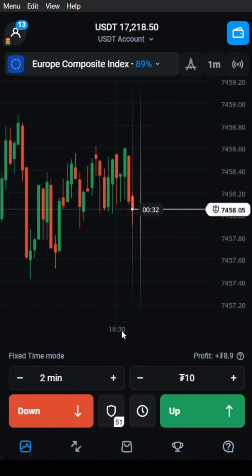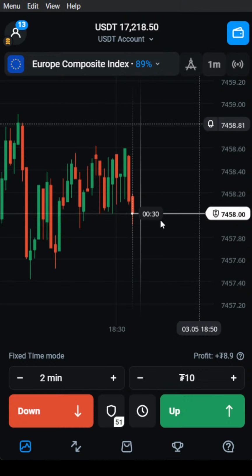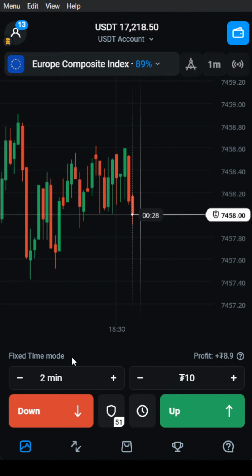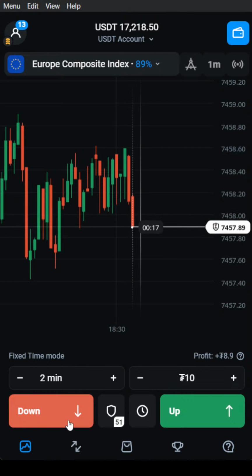Normally, what I prefer is if my graph time frame is 1 minute, my trade time will be 2 to 3 minutes at least. I do not trade on shorter duration trades because you all know that this is very risky. So try to trade at least for 2 to 3 minutes is what I suggest. We have a shield kind of sign which is known as risk-free trade.